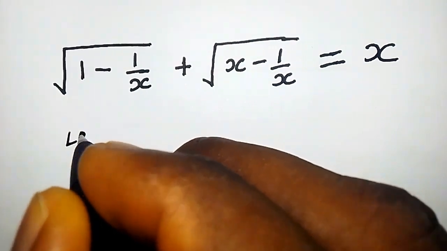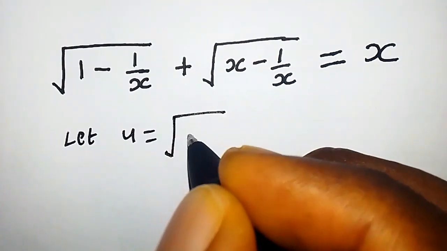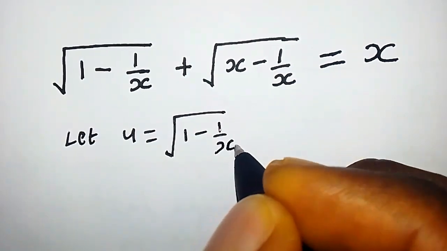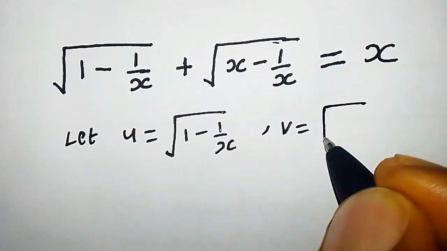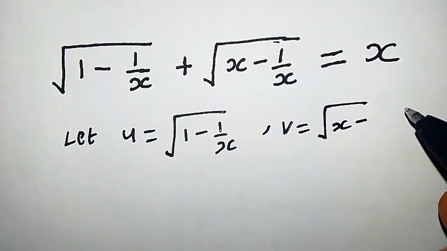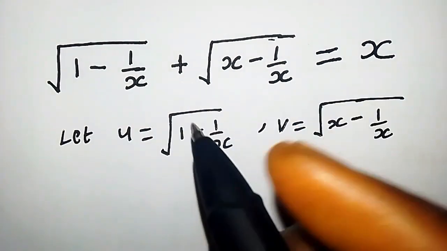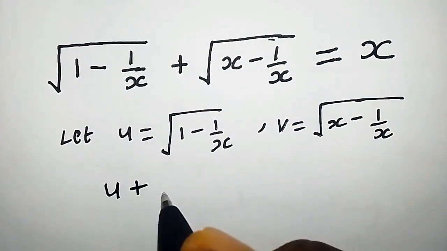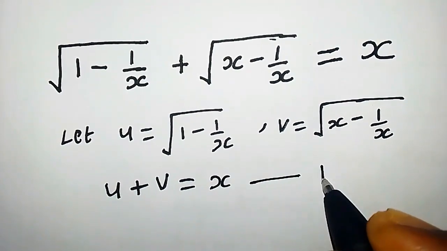So let u equal the square root of 1 minus 1 over x, and v equal the square root of x minus 1 over x. This equation now becomes u plus v equals x. So let's call this equation 1.